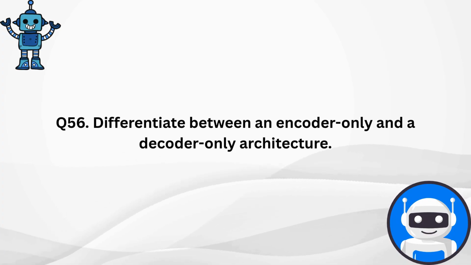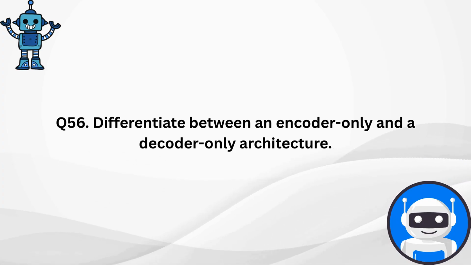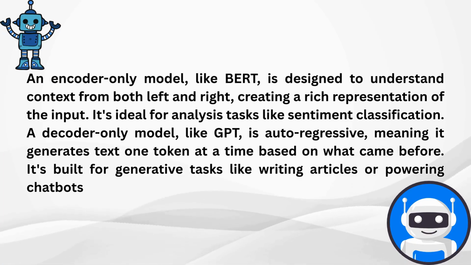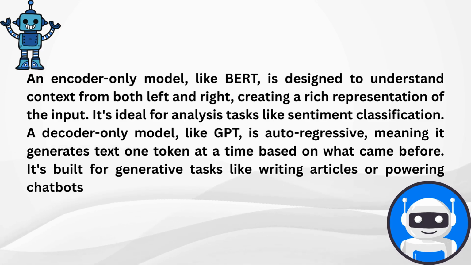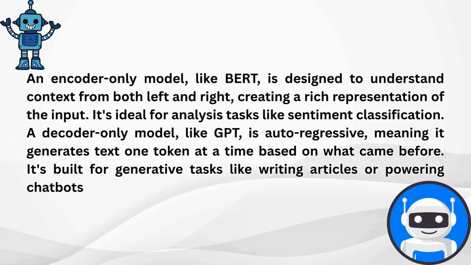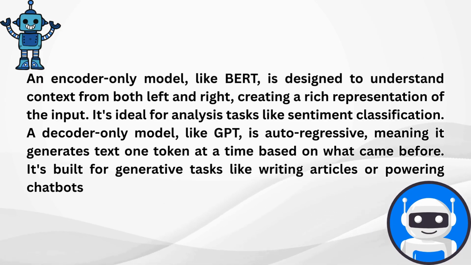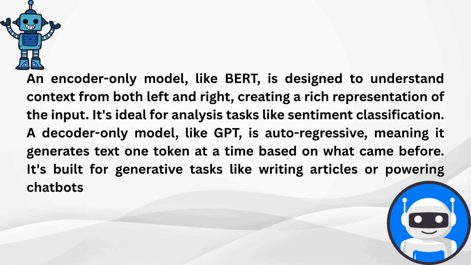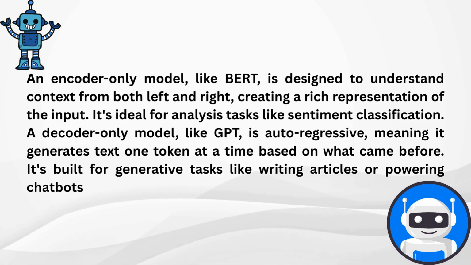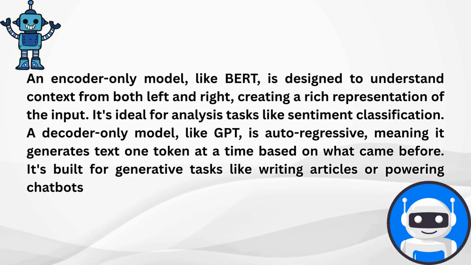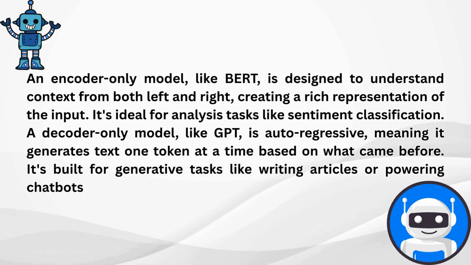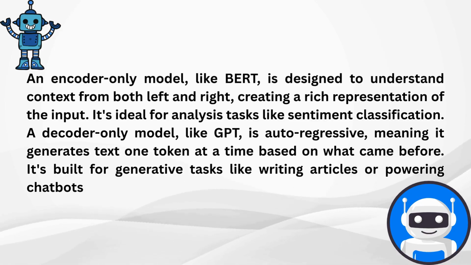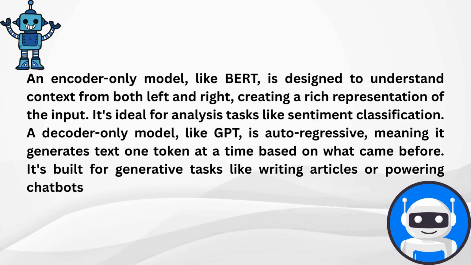Differentiate between an encoder-only and a decoder-only architecture. An encoder-only model, like BERT, is designed to understand context from both left and right, creating a rich representation of the input. It's ideal for analysis tasks like sentiment classification. A decoder-only model, like GPT, is autoregressive, meaning it generates text one token at a time based on what came before. It's built for generative tasks like writing articles or powering chatbots.